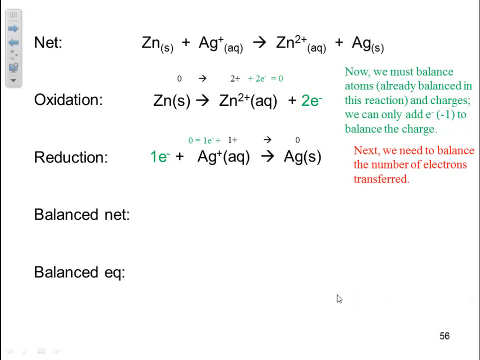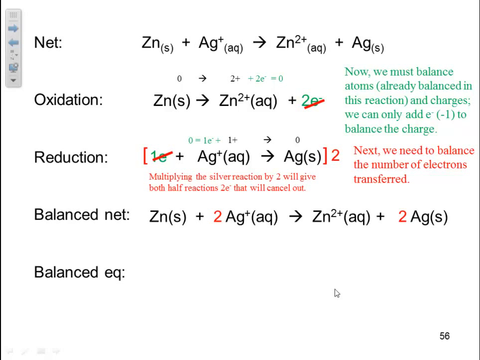Next, we need to balance the number of electrons transferred. You see I'm giving up 2 on my oxidation of the zinc, but I'm only taking on 1 from my reduction of the silver. So therefore that silver reaction is going to happen twice to get my electrons to be the same. Multiplying the silver reaction by 2 will give both half reactions 2 electrons that will cancel out. So I'll multiply it by 2 and my electrons cancel out. Bring down everything. That gives me zinc solid plus 2 silver +, gives me zinc 2+ and 2 silvers.